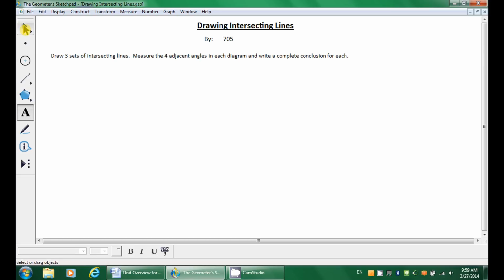All right. So the first thing you've got to do is add your name in this box. And this is your assignment. Draw 3 sets of intersecting lines. Measure the 4 adjacent angles in each diagram and write a complete conclusion for each, just like we just did. Please raise your hand when you're ready to print.